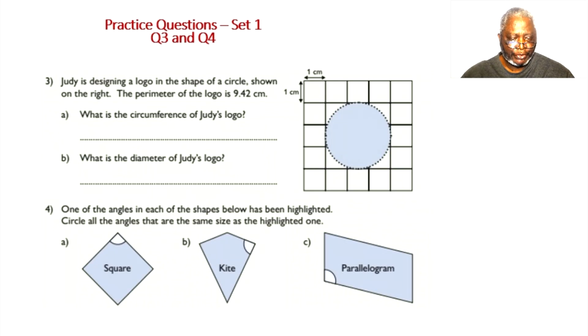Question 3. Jody is designing a logo in the shape of a circle shown on the right. The perimeter of the logo is 9.42 centimeters. What is the circumference of Jody's logo? What is the diameter of Jody's logo?